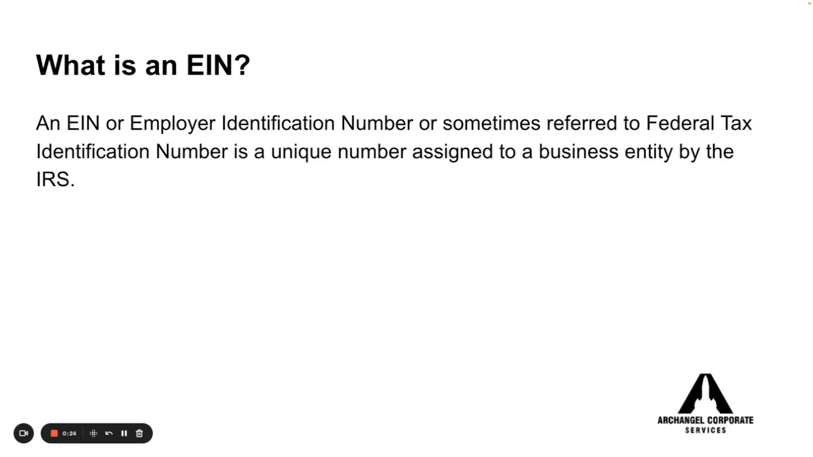So what is an EIN to start with? It's an employer identification number, sometimes referred to, as I mentioned, as an EIN or federal tax identification number. It's a unique number assigned to a business entity by the IRS. So if you have a sole proprietorship, a partnership, an LLC, a corporation, you're likely, maybe not for all of them, but likely going to get an employer identification number, which will allow you to set up bank accounts. This will be the tax ID number that you will refer to the IRS.